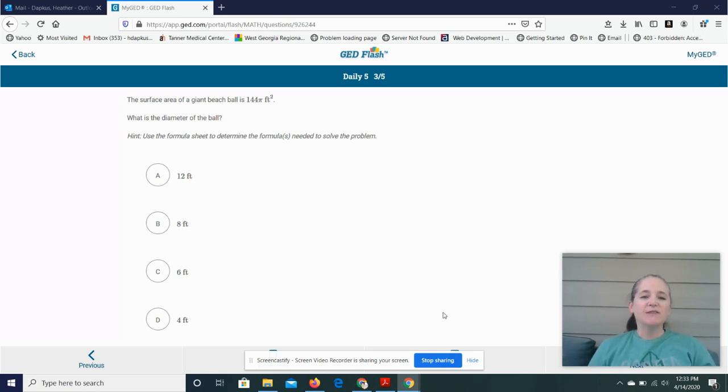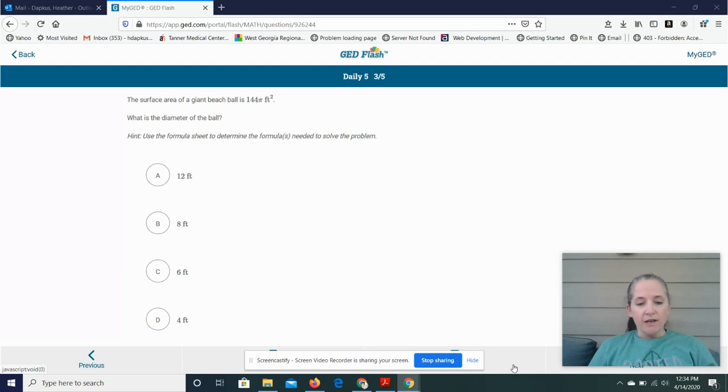Hey everybody, so today's daily math problem is a geometry problem. And it says the surface area of a giant beach ball is 144 pi feet squared. What is the diameter of the ball? And they give you a hint, you can use the formula sheet.